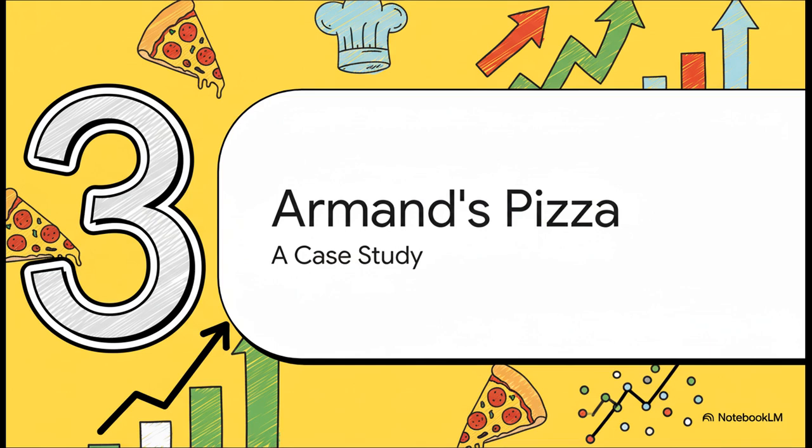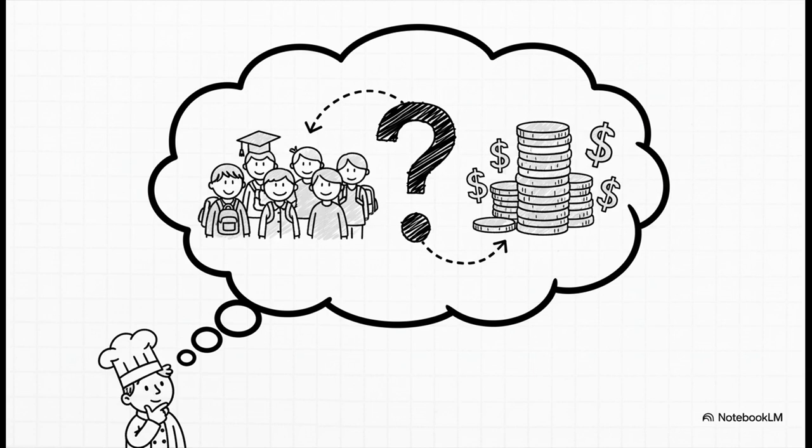So let's meet Armand's Pizza. Okay, so Armand has a super practical problem. He wants to open new pizza shops near college campuses, but he needs to know how much money he can really expect to make. He has this hunch that more students equals more sales, but a hunch isn't really a business plan. He needs data.